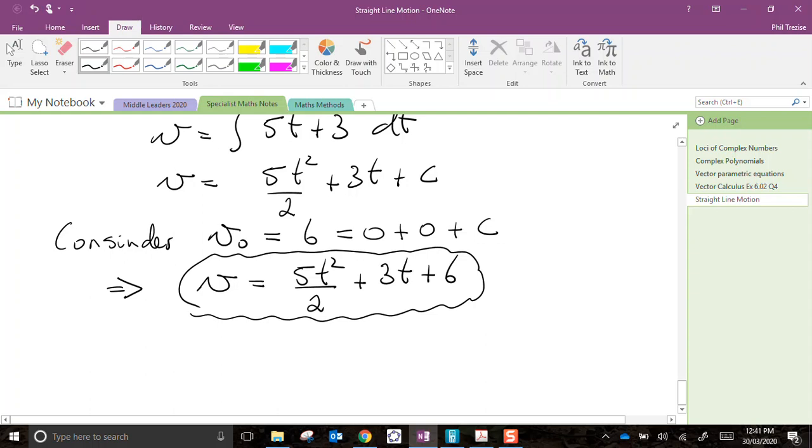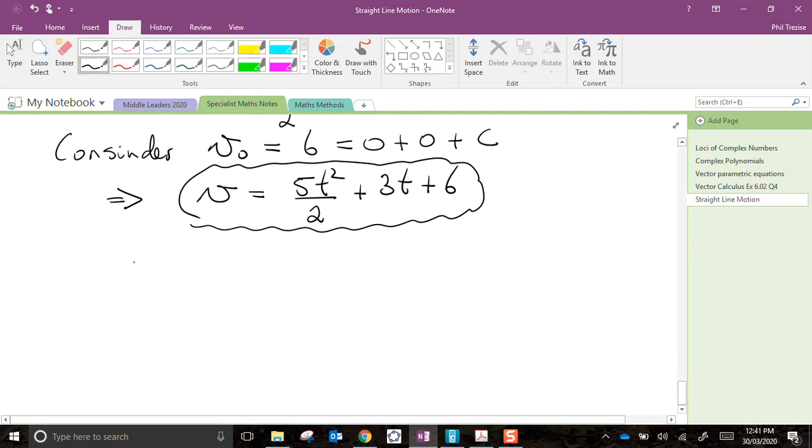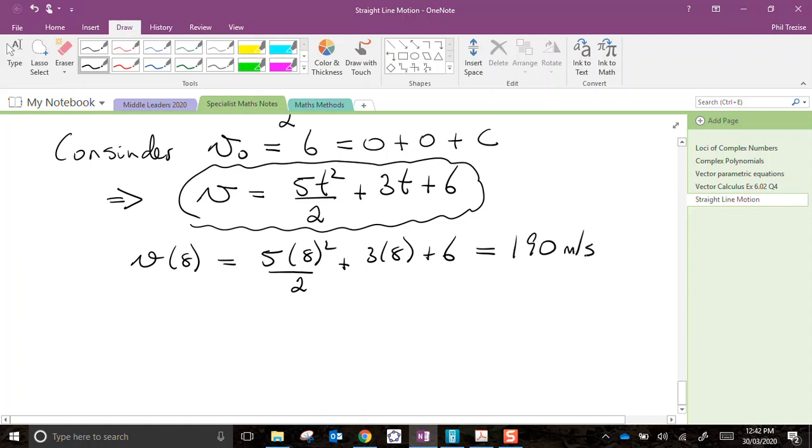The question said we needed to predict the velocity when t equaled 8. So we're literally substituting 8 into our function. 5 by 8 squared over 2 plus 3 by 8 plus 6. A quick check of the calculator gave me the result 190 metres per second.